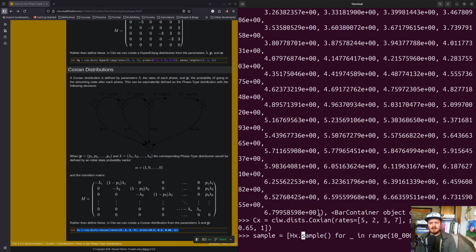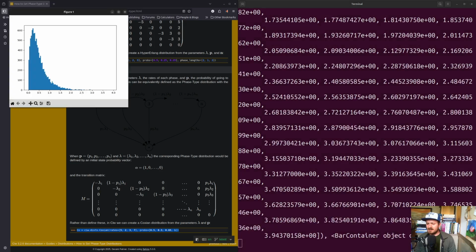Oh, is that still the same as before? I might have messed up going HG with that last one. Let's take a step back to the hyper-Erlang again and just plot that just to make sure. There we go. That's a very different distribution. My apologies. So yeah, this is more like a gamma.